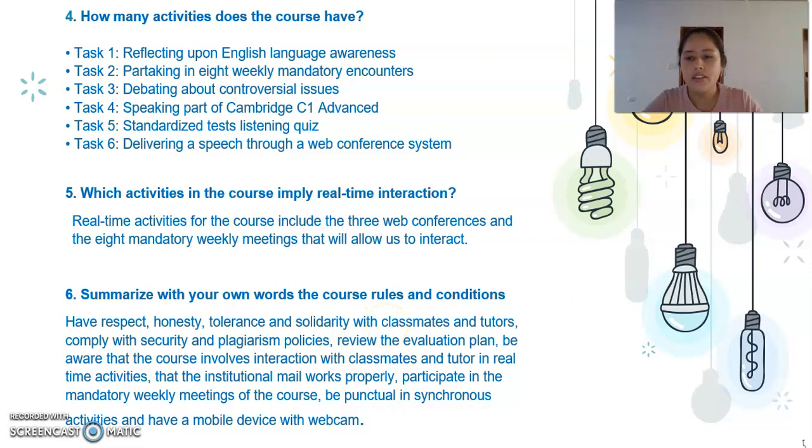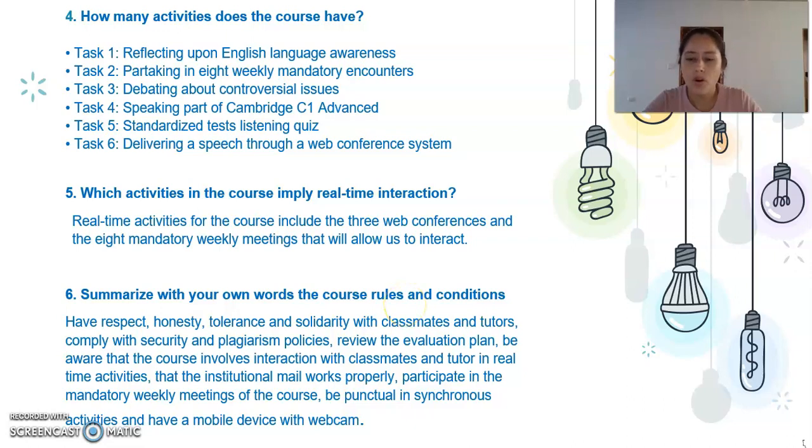5. Which activities in the course imply real-time interaction? Real-time activities for the course include the 3 web conferences and the 8 mandatory weekly meetings that will allow us to interact.